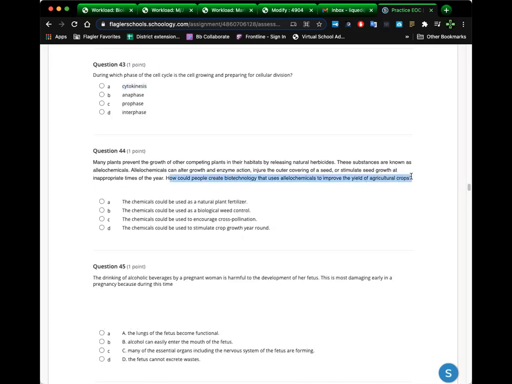All right, how can these chemicals improve the yield of crops? So we're talking about biotechnology, and basically GMOs. With GMOs, you can modify the DNA of an organism and make it better. You take the best DNA of it. So basically, which one of these is a positive? So it's releasing natural herbicides, so you don't need to use them. Okay, so it's basically a biological weed control. That's kind of the key word in the herbicide.